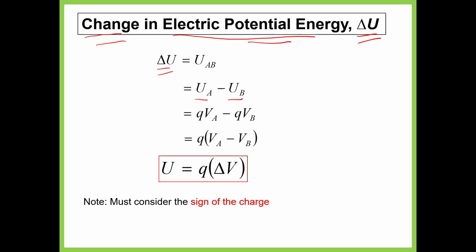Remember, we have U is equal to QV, that is coming from V is equal to U over Q that we have learned previously. So U is equal to QV, and here we can have Q(VA minus VB), which is equal to Q delta V, the potential difference. And for the electric potential, you have to consider the sign of charge to include in the calculation.